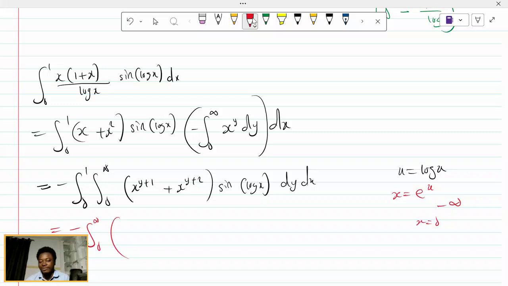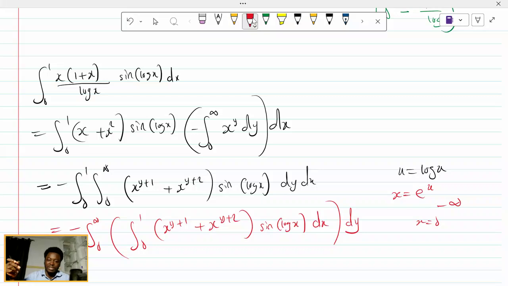Then you would have the integral from 0 to 1 of x to the y plus 1 plus x to the y plus 2. Then you would have sine of log x, then you would have dx, obviously dx. Then you would have dy. So we are going to evaluate dx first before doing dy.